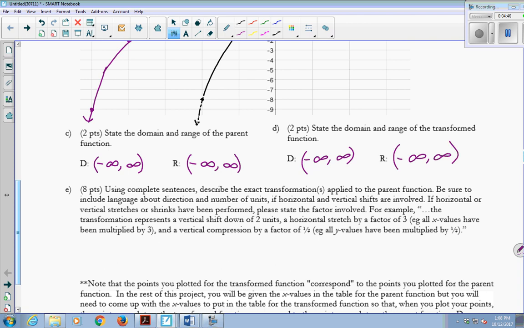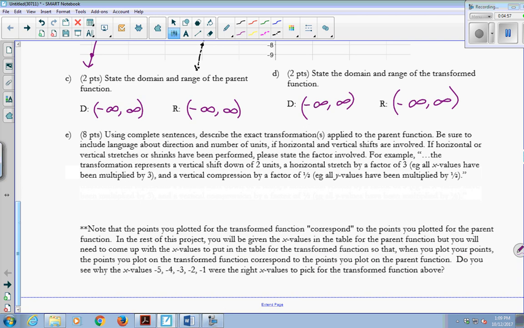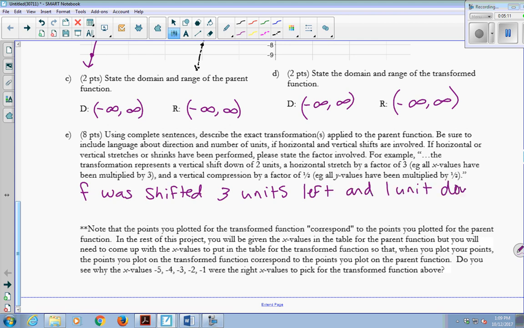All right, using complete sentences, describe the exact transformations applied. Be sure to include language, so they're just saying say it right. So f was shifted 3 units left and 1 unit down.